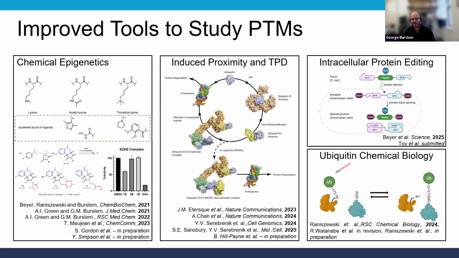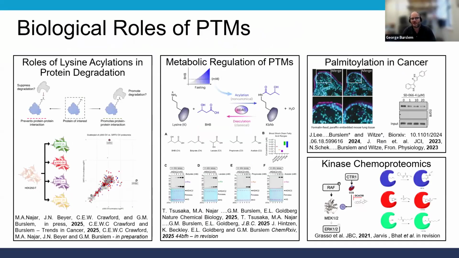So a lot of what we've done over the last few years is try to develop improved tools to study PTMs, both in chemical epigenetics, induced proximity, intracellular protein editing, which I'll talk about today, and ubiquitin chemical biology. We also study the biological roles of post-translational modifications, particularly in protein degradation, how metabolic states control PTMs, and then some other types of PTMs beyond lysine acylations, palmitoylation and kinase chemoproteomics.